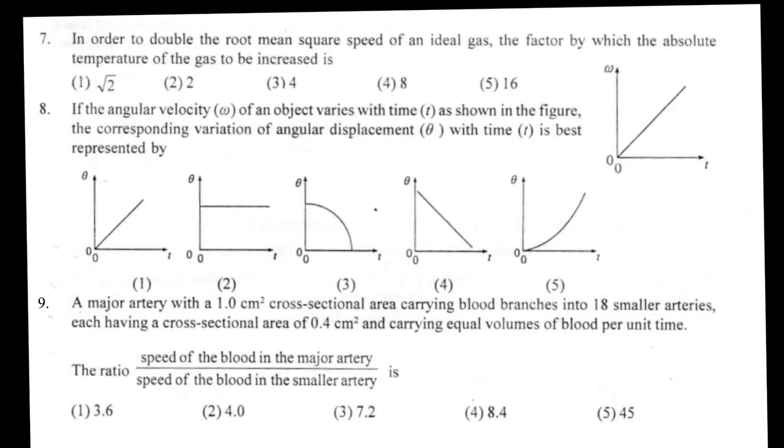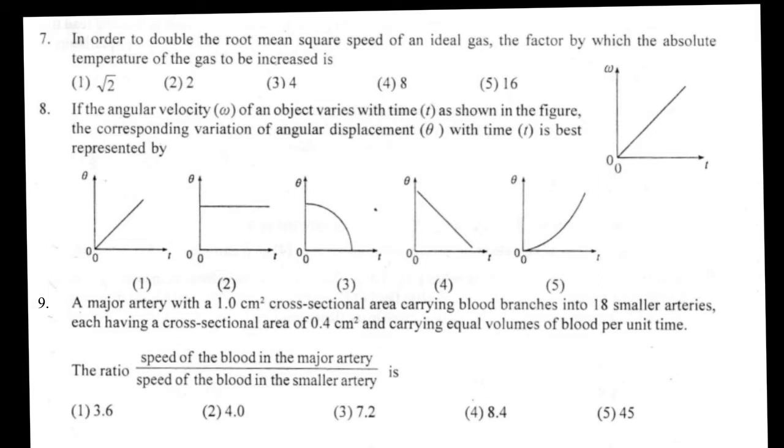Root mean square speed of an ideal gas and the absolute temperature of the gas. How the root mean square speed and absolute temperature of the gas relate. Root mean square speed is proportional to the square root of the absolute temperature. Now for the question, root mean square speed to be doubled.